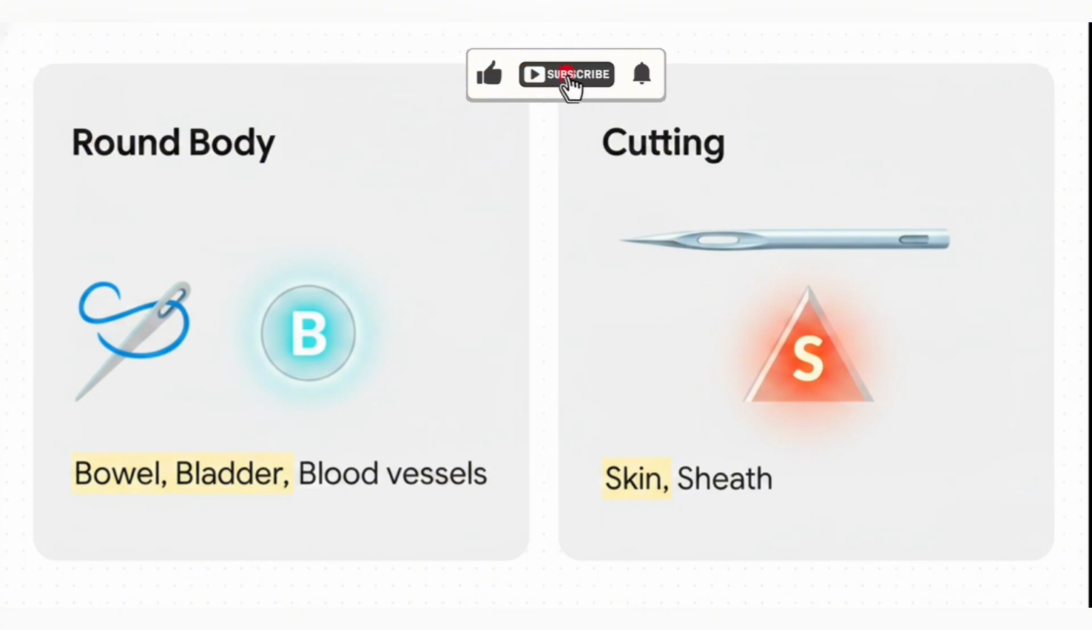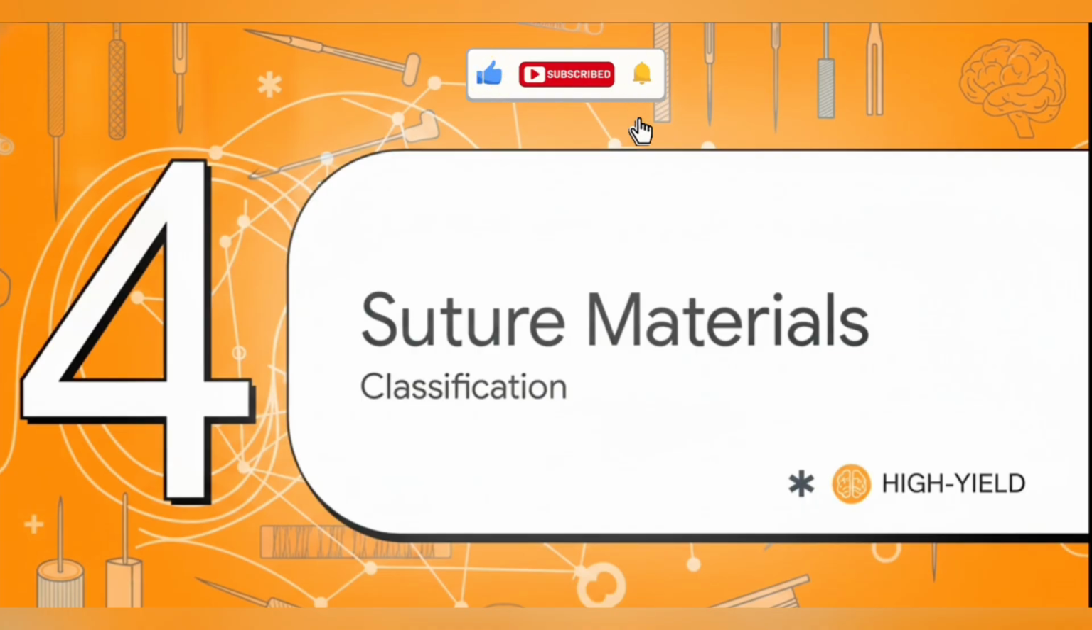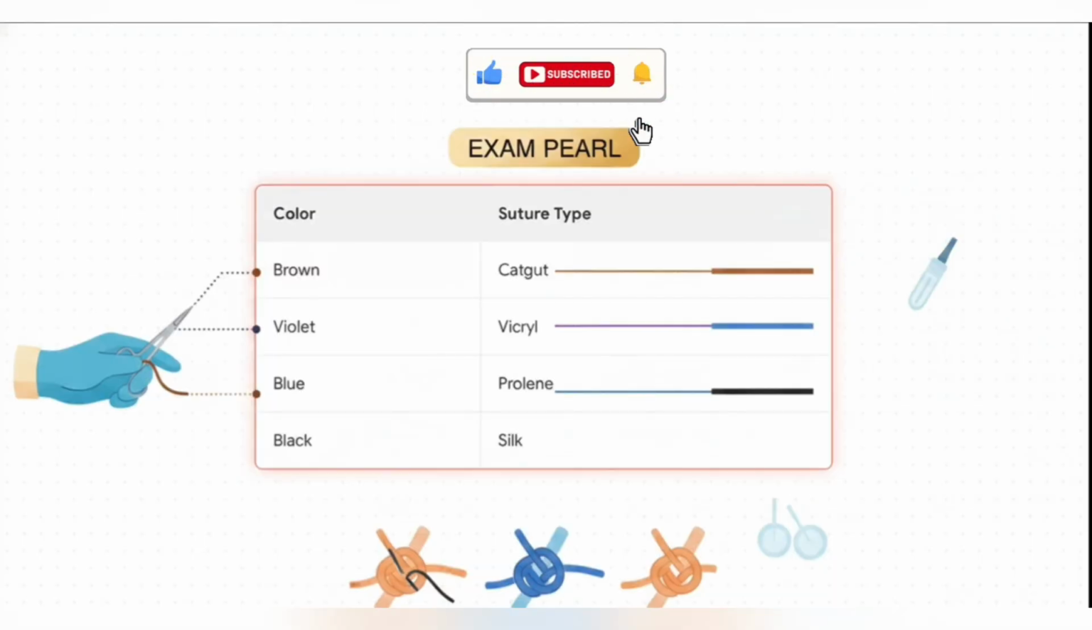Never forget this. Next up is Section 4, Classification of Suture Materials. Guys, you need to mark this table as a guaranteed image-based exam question. You have to be able to identify sutures just by their color when you're in the OR.